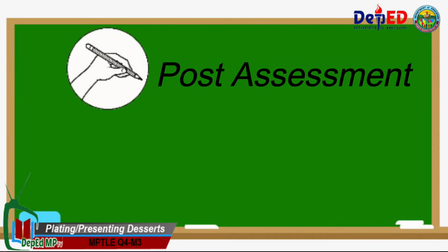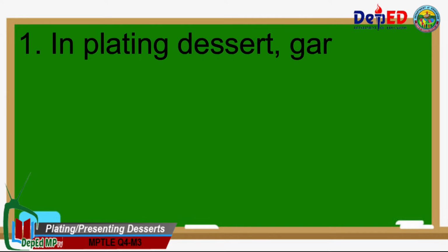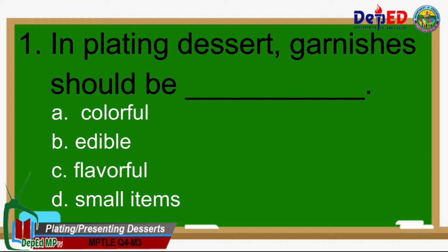Moving on to the post-assessment, encircle the letter of your answer. Number 1. In plating desserts, garnishes should be A. Colorful, B. Edible, C. Flavorful, D. Small items. The correct answer is letter B.